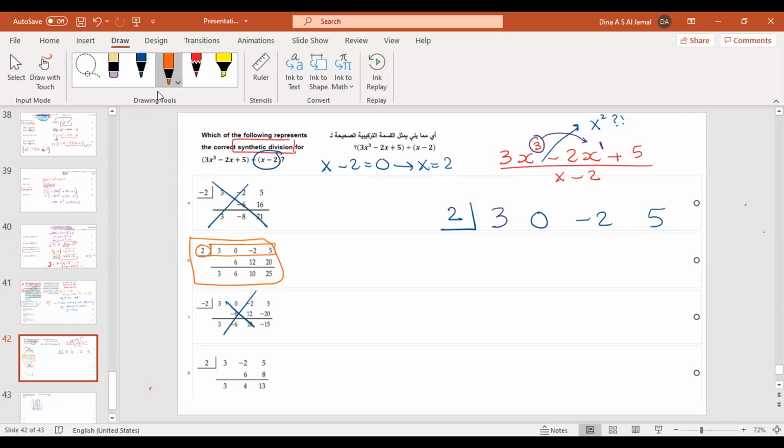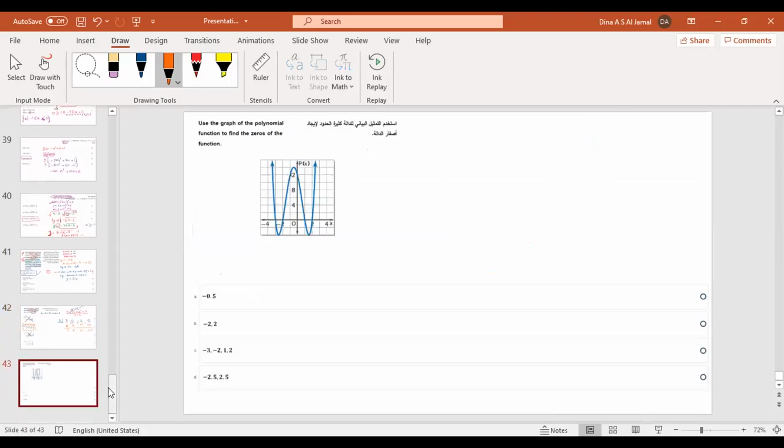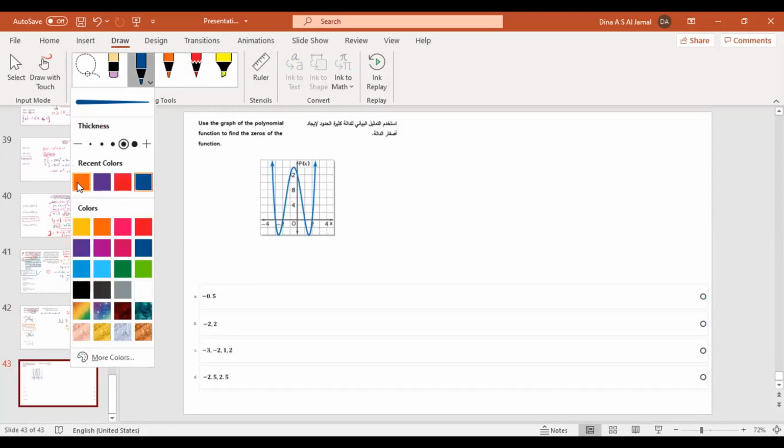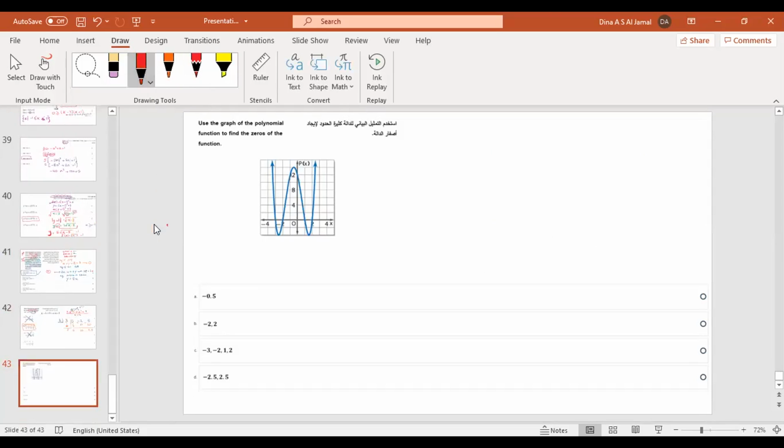If you would like me to continue, as a revision, just get the 3 down, then multiply 2 by 3, 6, then add it, you'll have 6. Multiply, 12, add it, you will have 10. Now multiply, you will have 20, add it, you will have 25, which is another double check for the answer. That's it.